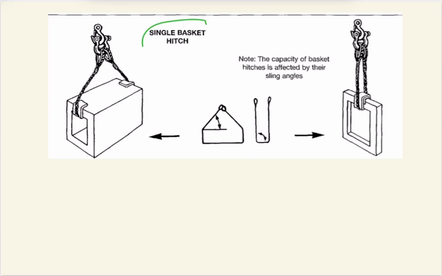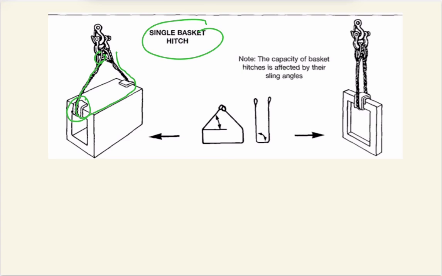Now we will move on. The second is basket hitch. Basket hitch is basically where the sling is wrapped around the object. Packing is provided so that it does not damage. Here a single sling is wrapped around, the single basket hitch. If there is a double wrap, then it is a double basket hitch.